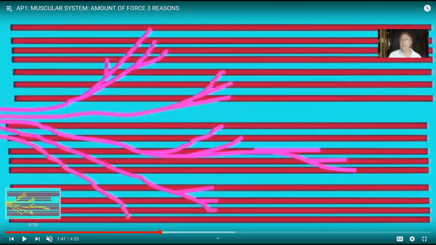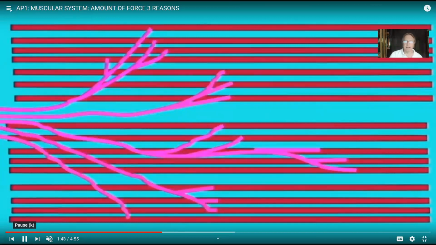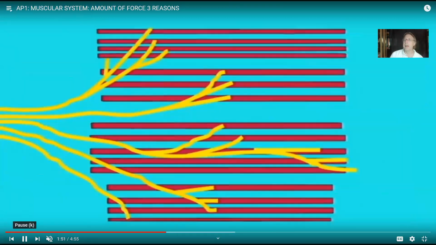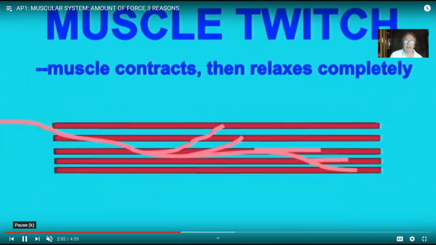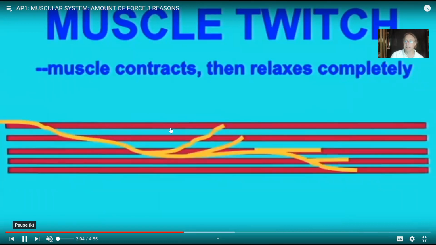Okay. But now, the second way that I can change the amount of force that a muscle is generating is I can change how frequently I tell the muscles to contract. So just a couple of quick definitions. 1, I can do what's called a twitch. And in a twitch, I say muscle contracts. The muscle contracts, I let it relax completely, and then now if I want to, I can tell it to contract again. So in a muscle twitch, I tell it to contract, but then I let it relax completely.